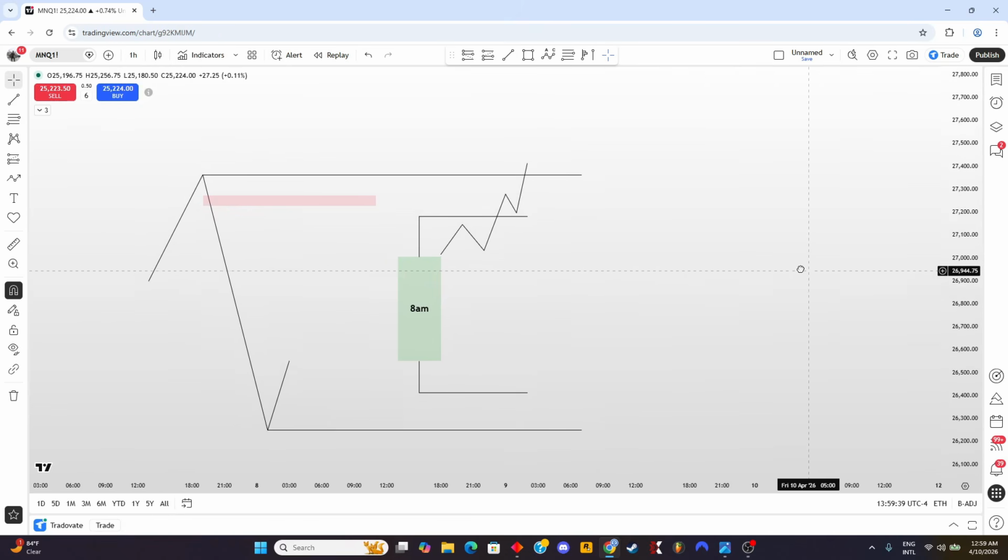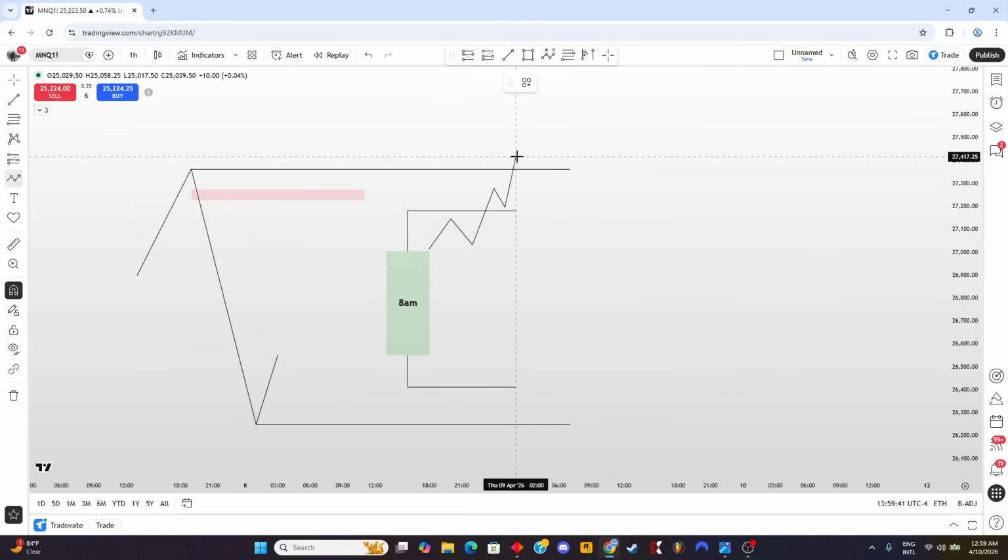Once you drop down to 1 minute, what you're looking for is a market structure shift. Just like this, we're going to have a market structure shift. We break a low, so we had a higher high, higher low, and then a higher high, and then we have a shift in the structure. That is step number two. We have a market structure shift.